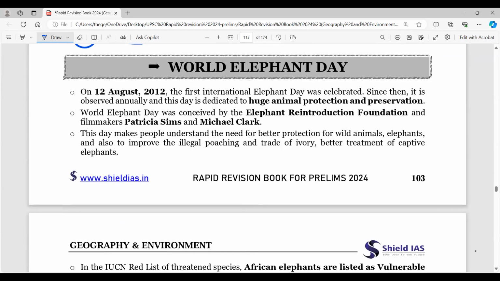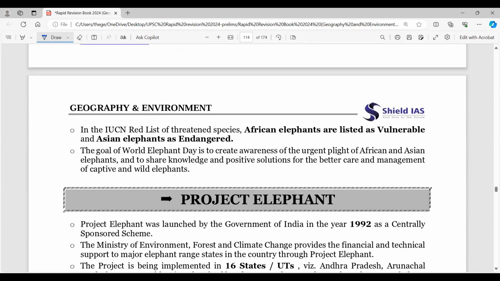Coming to World Elephant Day, it's 12 August 2012. Now look here. World Elephant Day was conceived by Elephant Reintroduction Foundation and filmmaker Patricia Sims and Michael Clark. So this is important now here. And remember ivory, tusk, and elephant, all these things again. Here it's a threatened species in the IUCN Red List, and African elephants are listed as vulnerable, while Asian elephants are endangered. This is important. So you have VU for Africa, and for Asia it's EN category for IUCN.